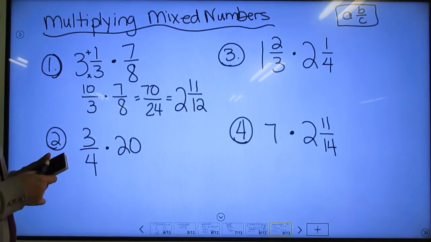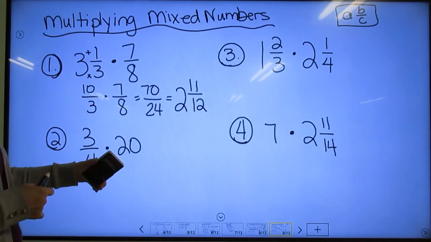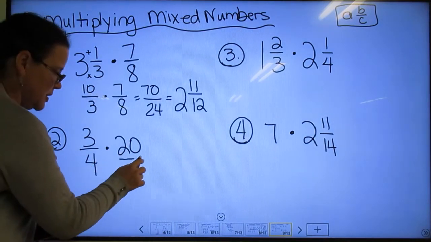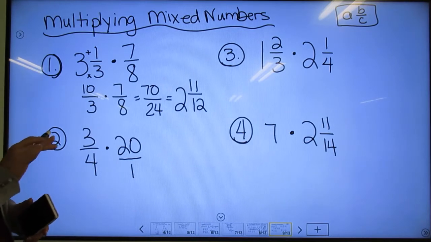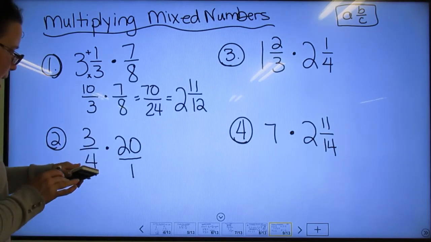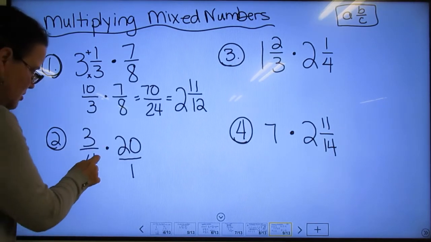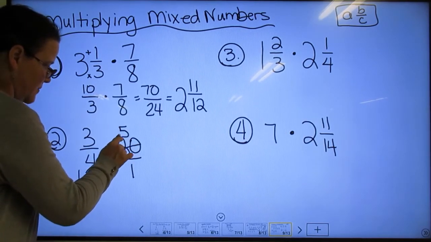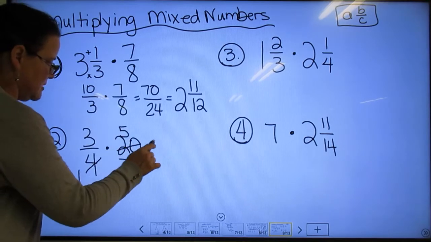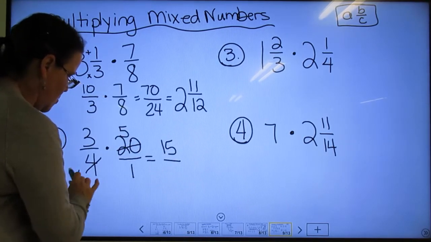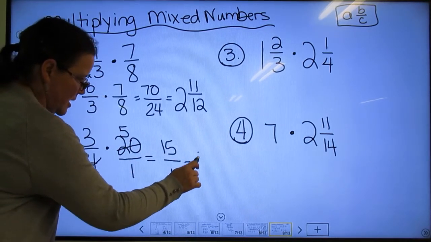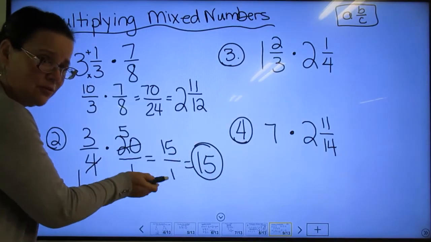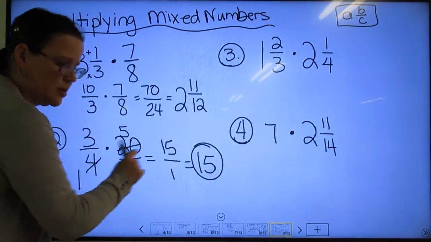Okay? Next one up. This is 3/4 times 20. Well, when you have a whole number, you just put it over a 1. Don't make it complicated. Just put it over a 1. And then you can see that you can cross-reduce. 4 goes into 4 once. 4 goes into 20 5 times. 3 times 5 is 15. 1 times 1 is 1. And the final answer would be 15. Don't leave it as 15 over 1. Don't do that. Just write the whole number, 15.